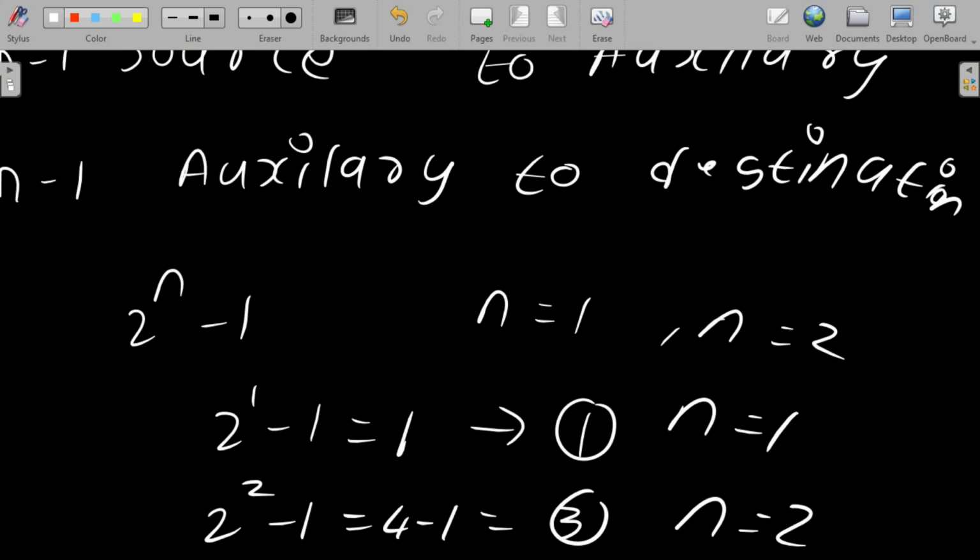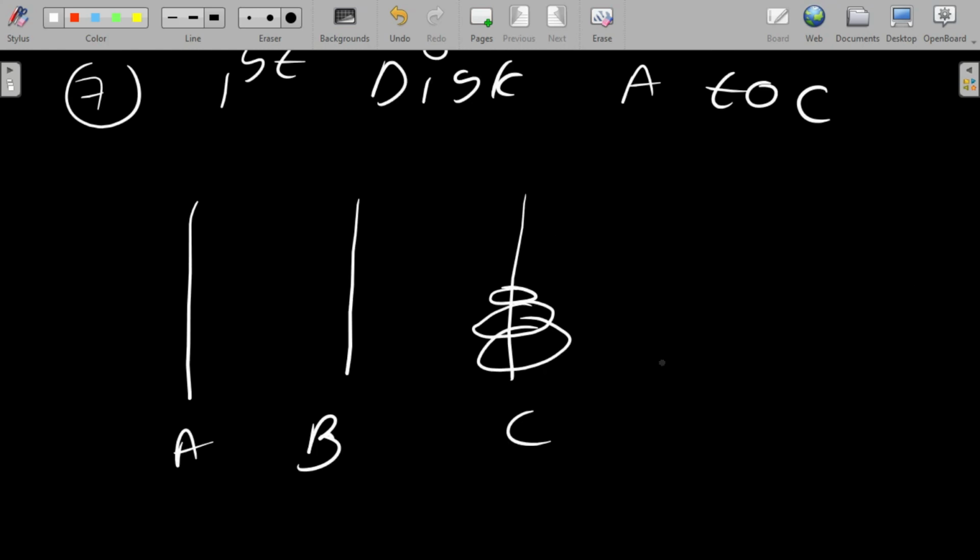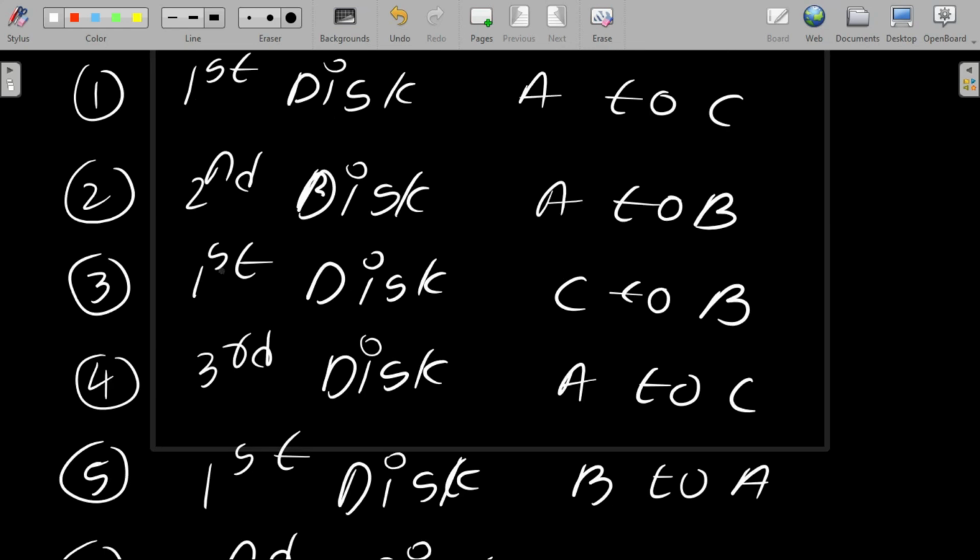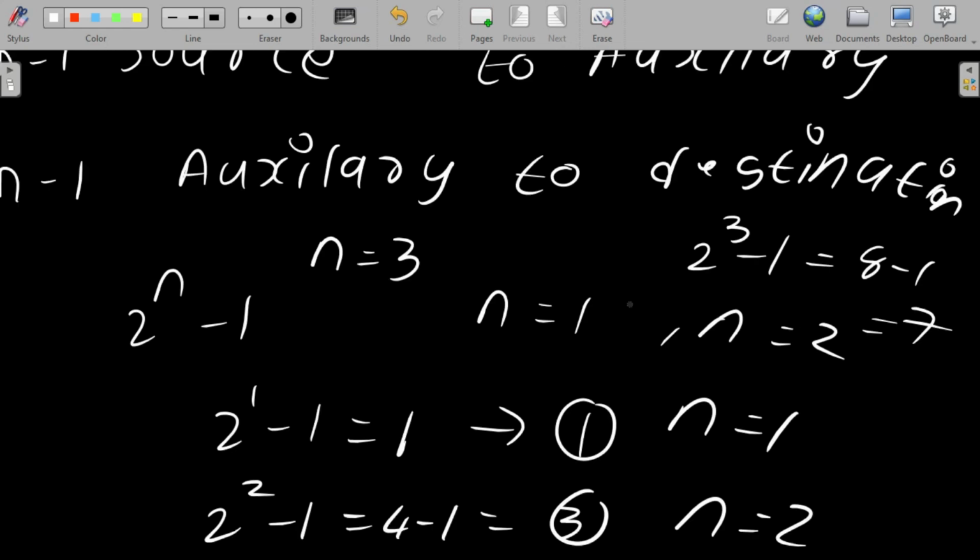In our example we have taken 3 discs, so n equals 3. So 2 power 3 minus 1 is 8 minus 1, so we get 7 steps. Let us see whether we got 7 steps or not. Yes, we have got 7 steps. So this formula actually works. This formula calculates the number of steps when there are n discs.